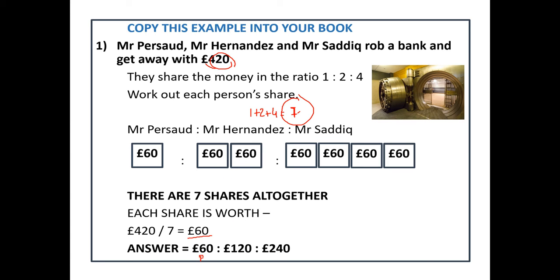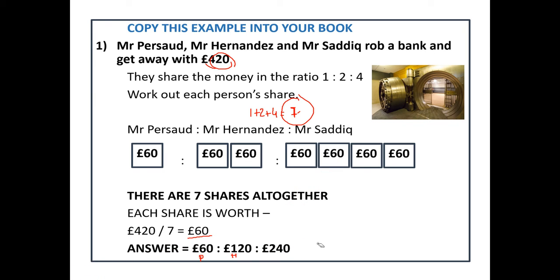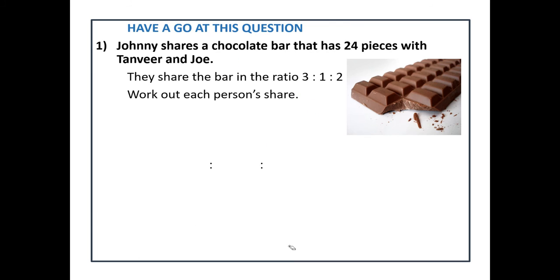So we've got Mr. Persuade, we've got Mr. Hernandez, and then we have Mr. Sadiq, who gets 4 times 60, which is 240.